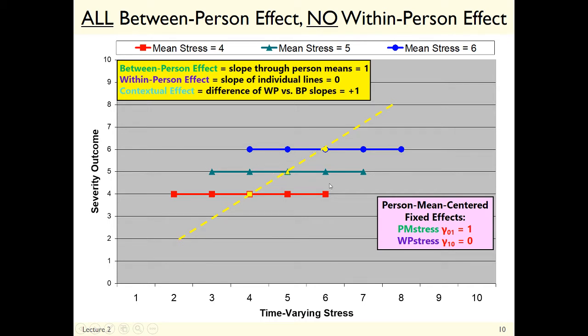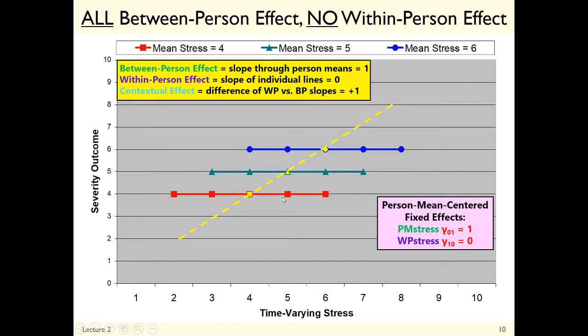So I have a blue person, red, and green, and the yellow line through the person means is the between-person effect. So in this picture, that yellow line has a slope of 1. For every 1 unit difference in mean stress, mean severity goes up by 1.